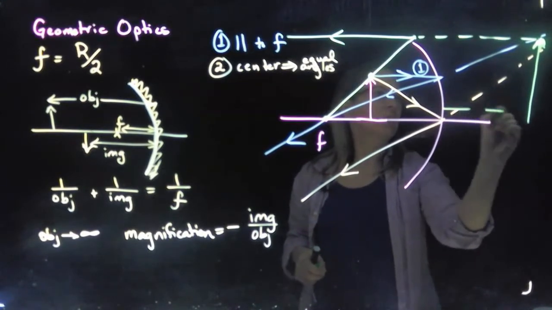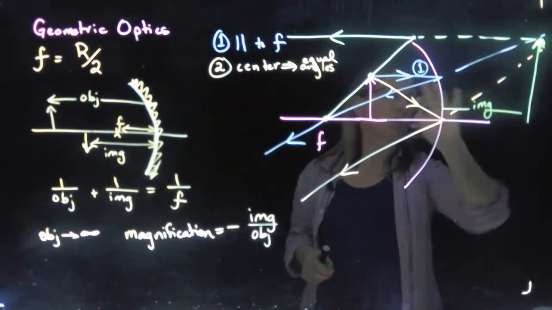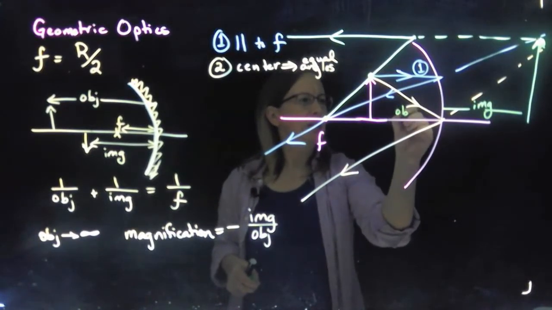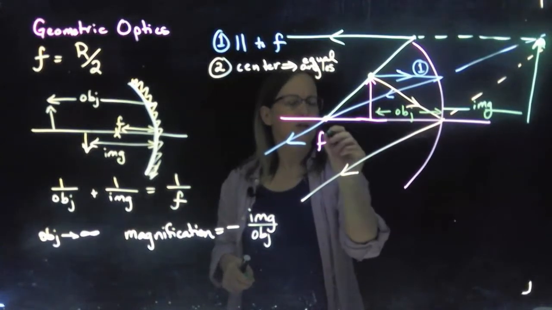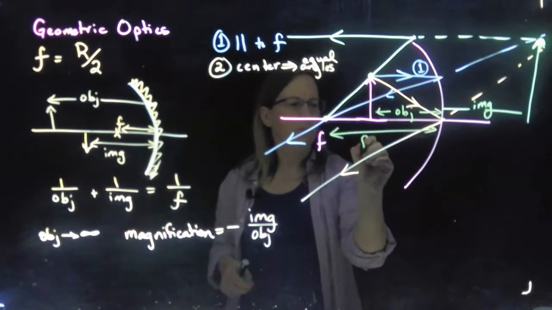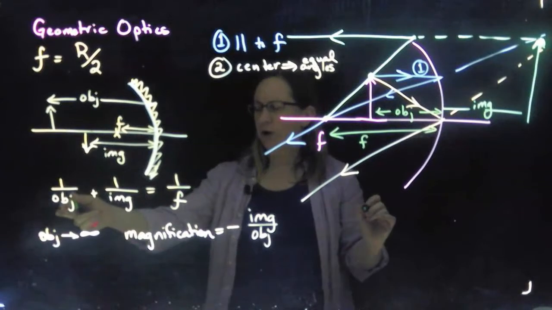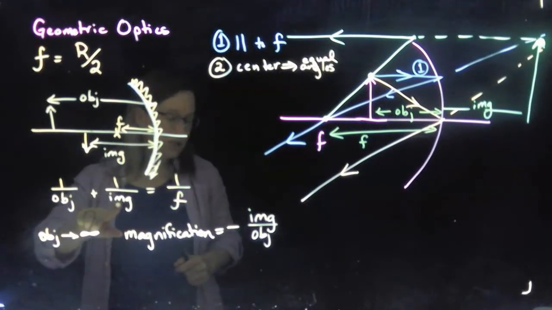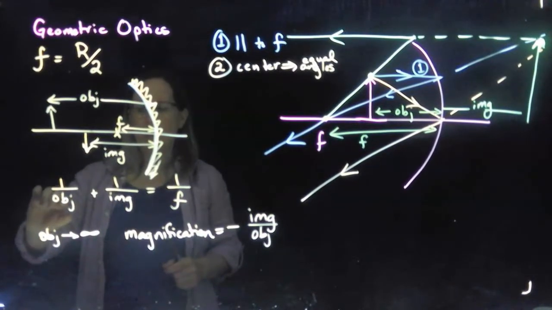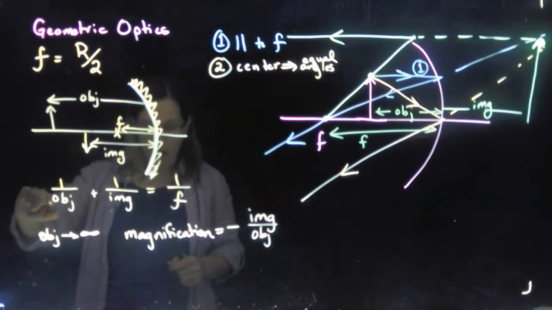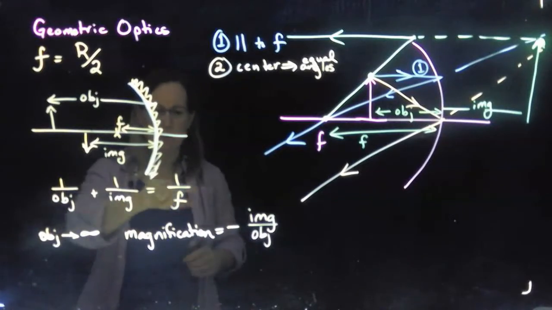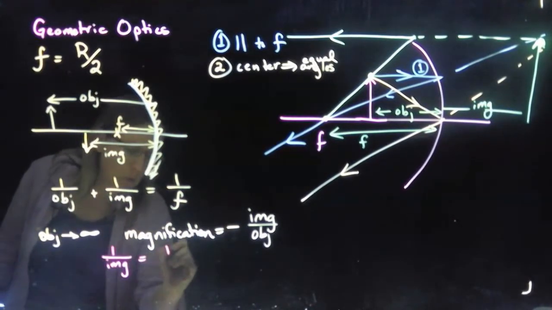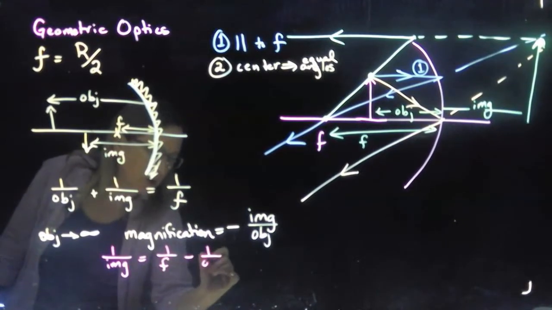So this is our image distance, and it really should be much further back to be that much bigger. This is our object distance here, and this is our focal length, right? So if we look at our equation, 1 over object plus 1 over image is equal to 1 over the focal length. To get an image distance that's negative, notice we need the denominator to be smaller. This is going to come to this side. I can rewrite this equation: 1 over image is equal to 1 over focal length minus 1 over object.